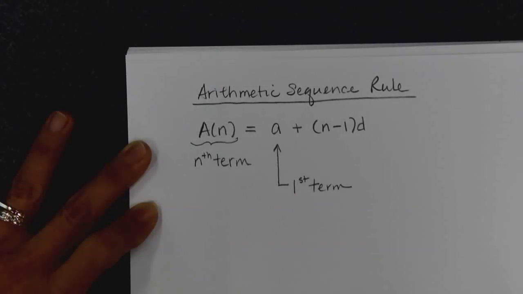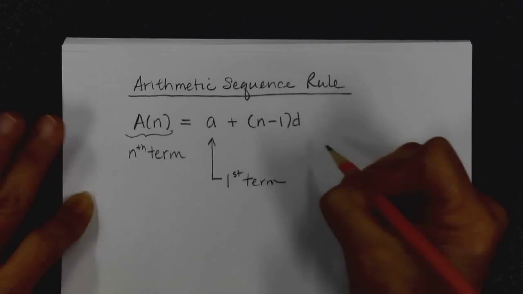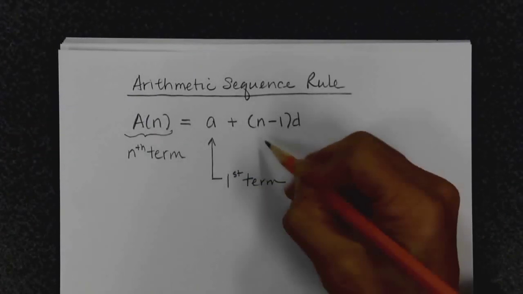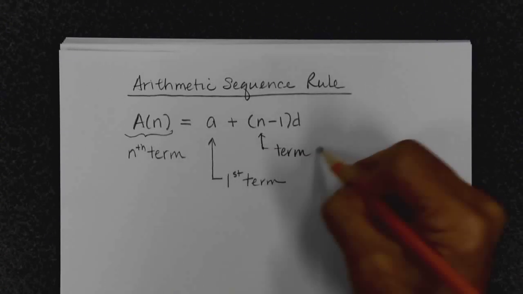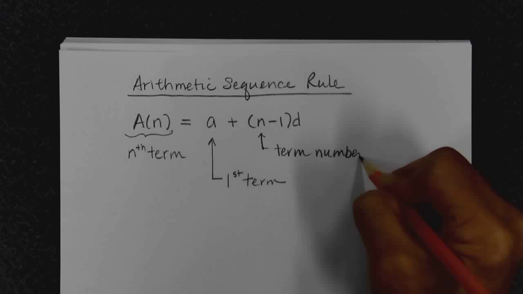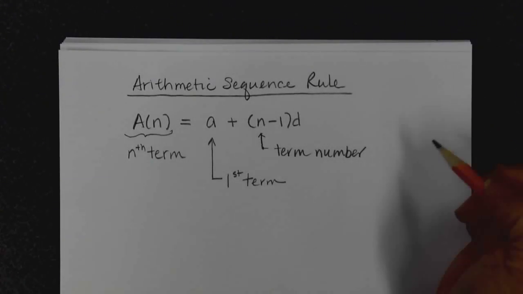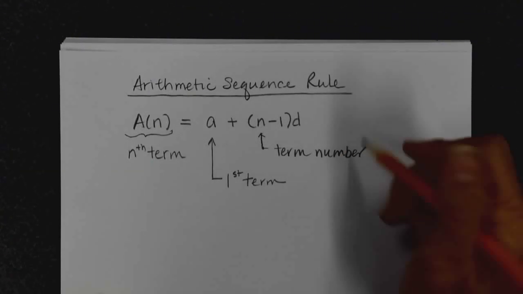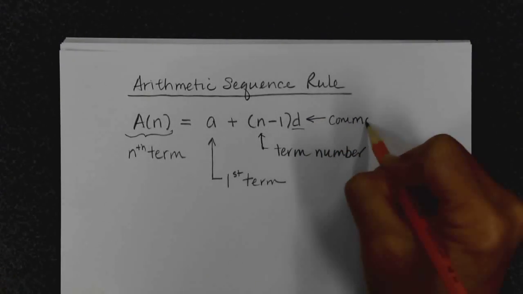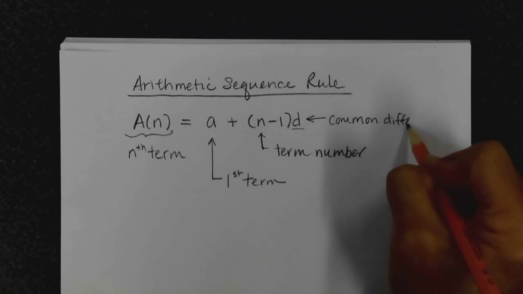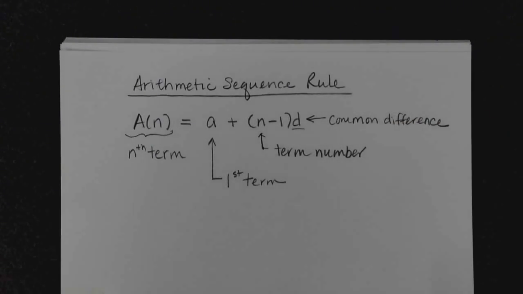So in the sequence 2, 4, 6, 8, 2 would be my first term. The n is your term number, so if I want you to find the 10th term, n would equal 10. And the d is your common difference. That number will tell you what the pattern is. If it goes up by 4, d would equal 4. If it goes down by 2, d would equal negative 2.